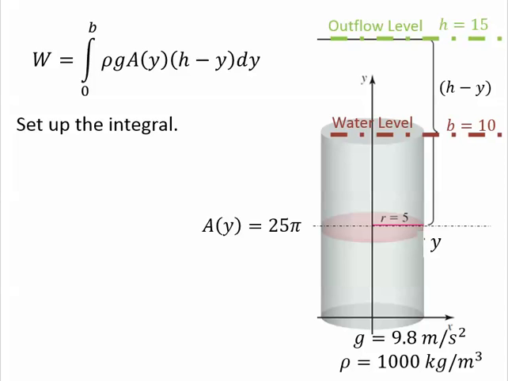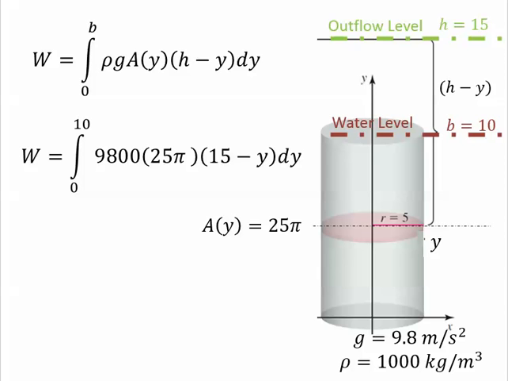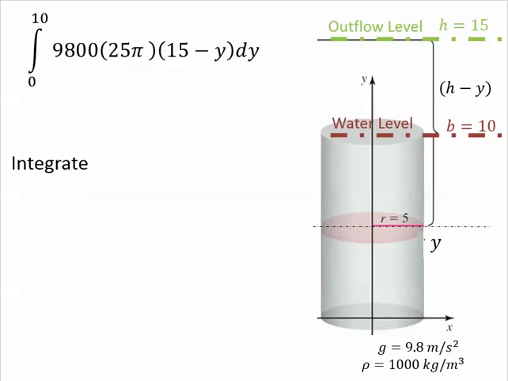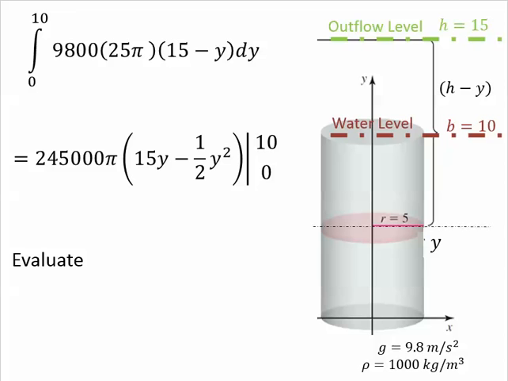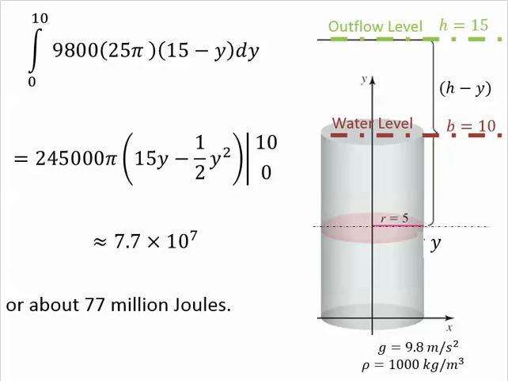Set up your integral. I'm integrating from 0 to 10, my water level. Rho times g is 9,800. A of y is 25 pi. The outflow level is 15. It's time to integrate. After you integrate, evaluate. So you get about 77 million joules.